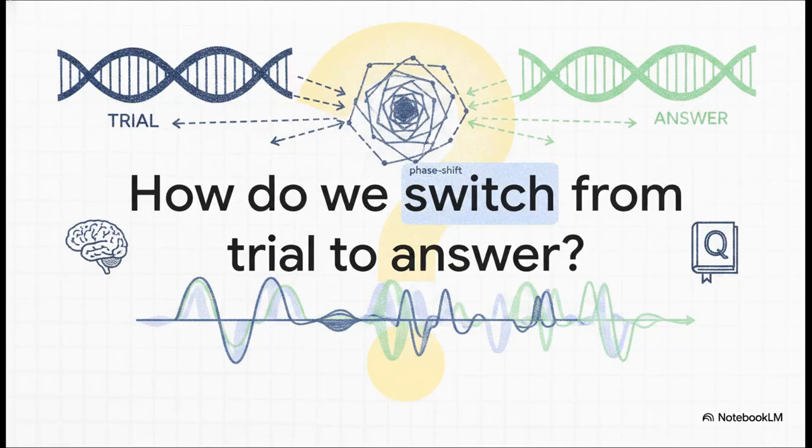Seeing these two parallel strands naturally begs a pretty massive question. How exactly do we switch from the strand of trial over to the strand of the answer? What's the mathematical and topological phase shift mechanism that actually converts our loss into restoration?